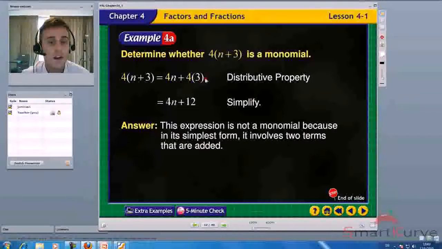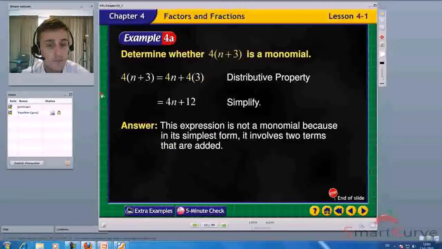Determine whether 4(n + 3) is a monomial. Distribute it out: 4n plus 4 times 3, 4n plus 12. This expression is not a monomial because in its simplest form, it involves 2 terms that are added. A monomial is 1 term. Mono means 1 term.